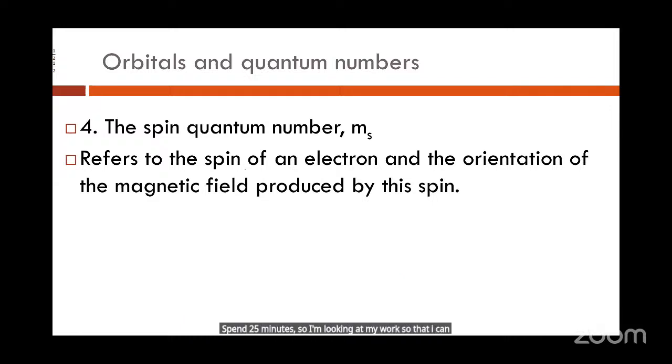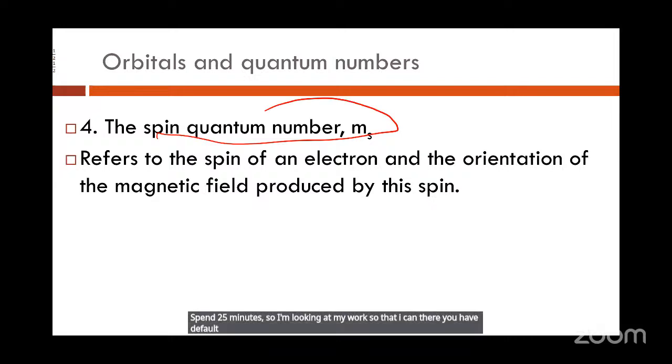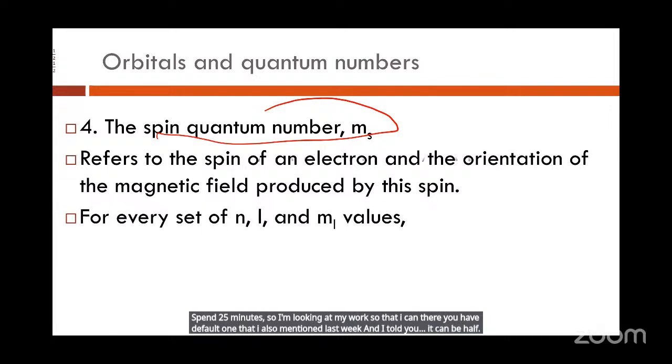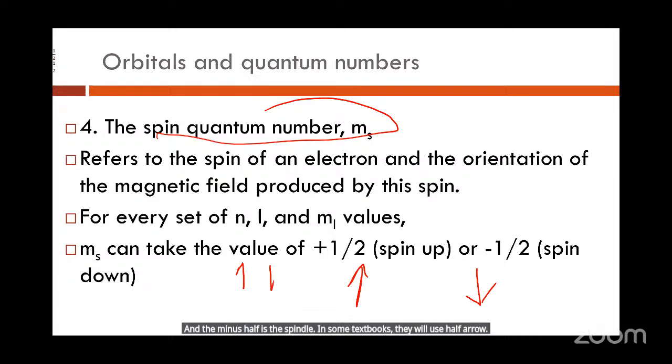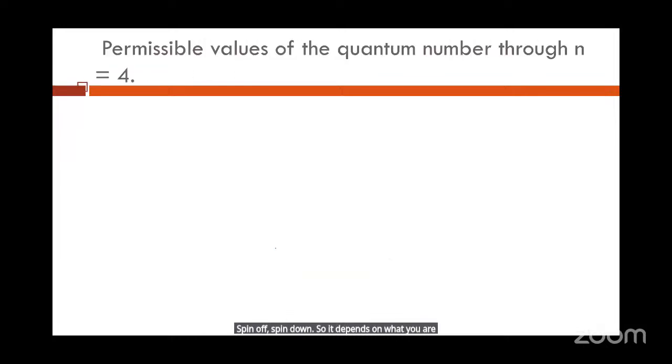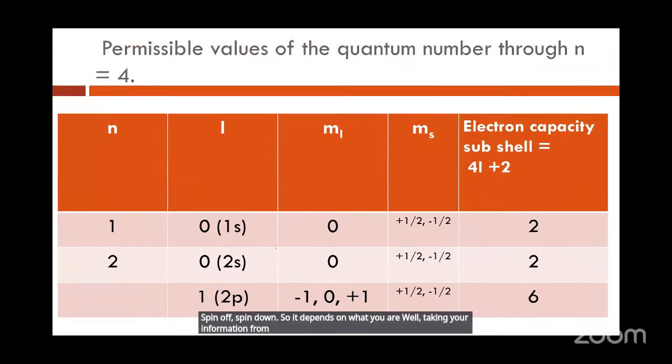Then you have the fourth one that I also mentioned last week. And I told you it can be plus half or minus half. The plus half is the spin up, and the minus half is the spin down. In some textbooks, they will use half arrow, spin up, spin down. So it depends on where you are taking your information from. And I gave some information here.